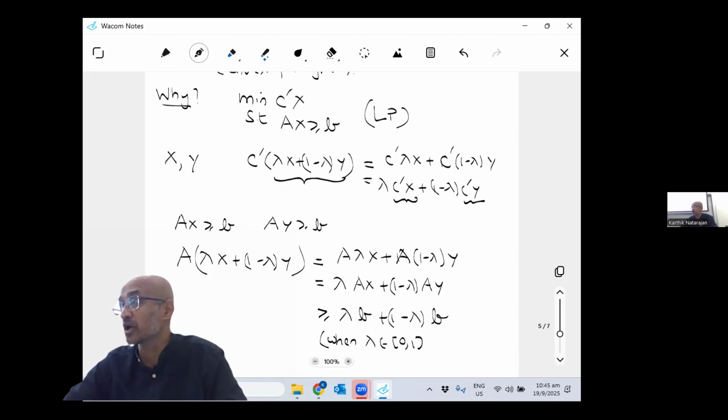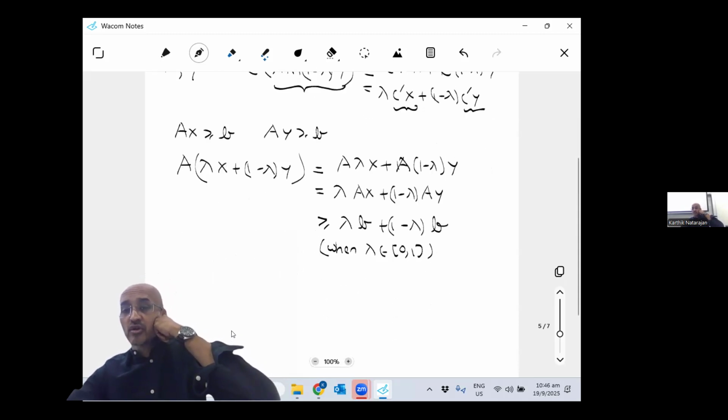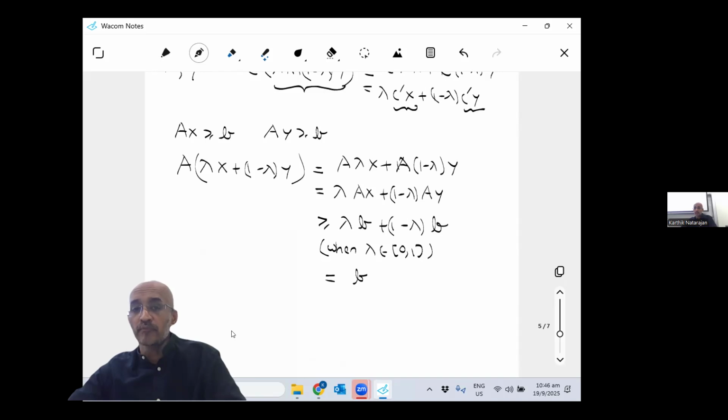Okay, here I require this. Because Ax as a vector is greater than or equal to b, and lambda is a non-negative number, when I multiply a non-negative number on both sides, the inequality stays. Similarly, 1 minus lambda is a non-negative number. So this inequality is true only when lambda lies between 0 and 1. And this is exactly equal to b.